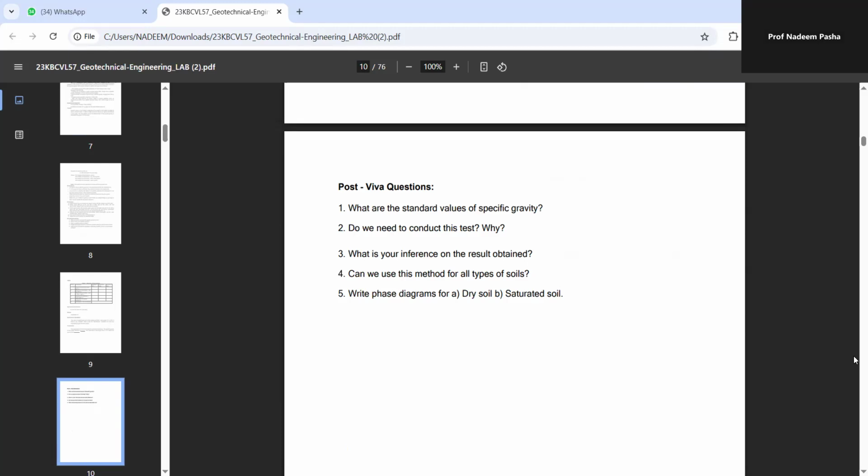So the phase diagram will change. In case of saturated soil, you will have water, air, and solid. In case of dry soil, you will have air and solids only.